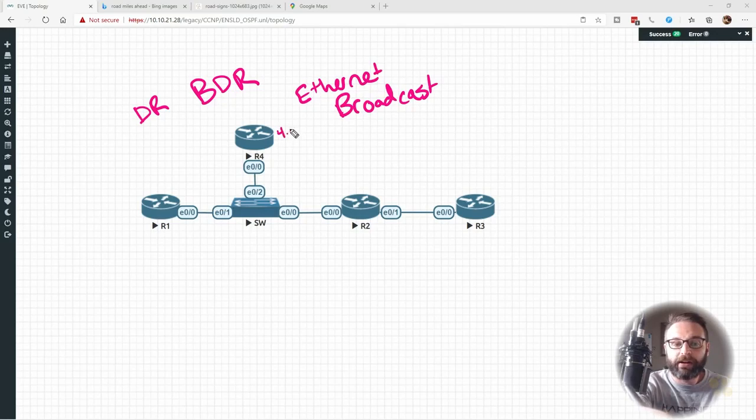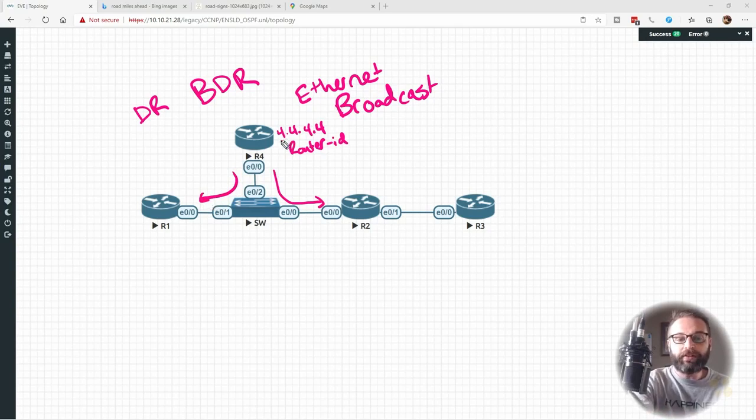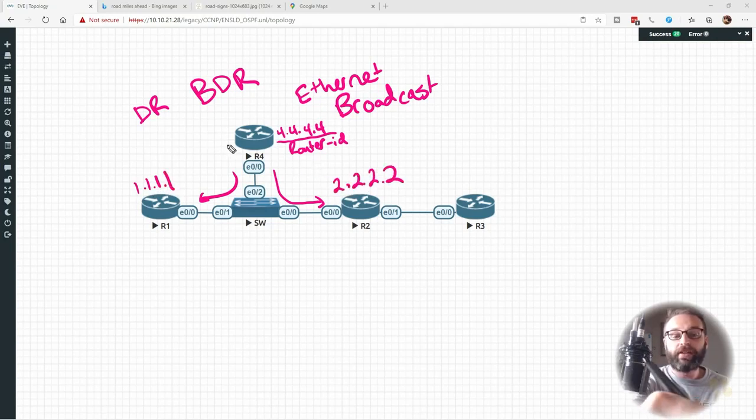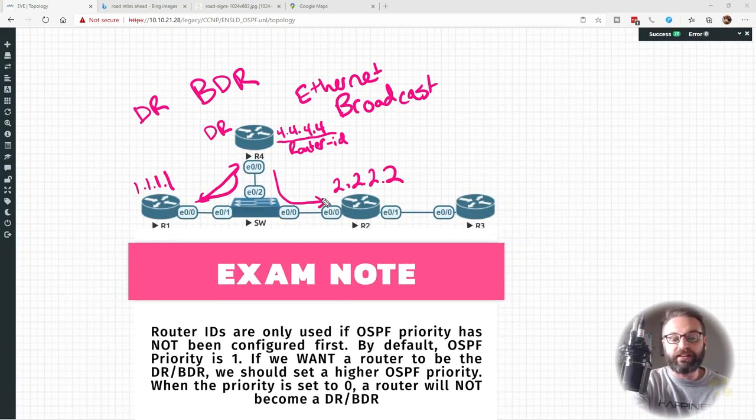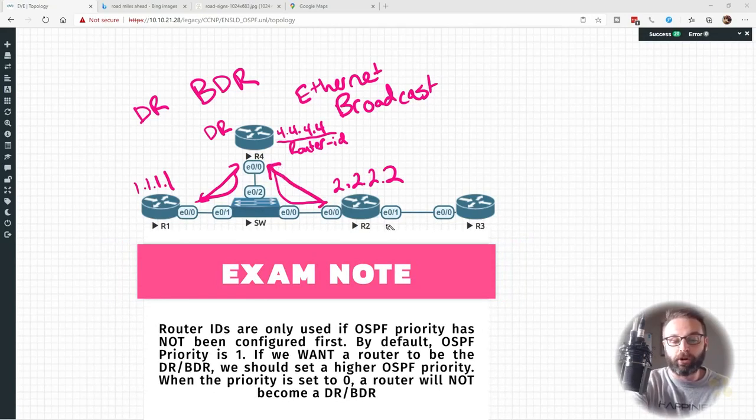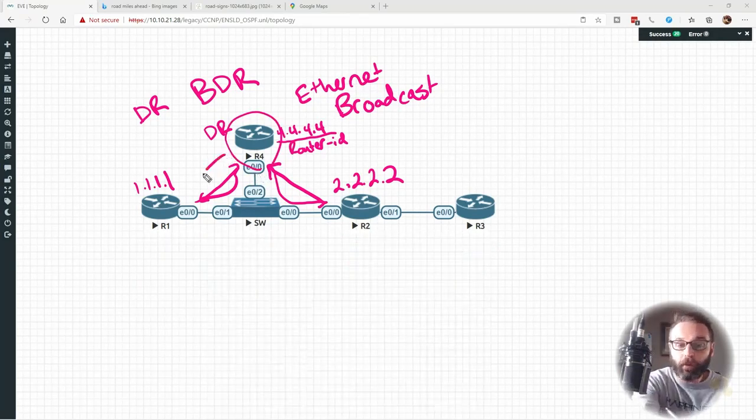For instance, router 4 here has a loopback address of 4.4.4.4, or we could explicitly set the router ID to 4.4.4.4. And when all of these devices start trying to discover each other, they'll see that router 4 has the highest router ID of 4.4.4.4 as opposed to 1.1.1.1 or 2.2.2.2, and they'll decide that R4 will be the designated router. So R1 will form a full adjacency to R4, and R2 will form a full adjacency to R4. They'll go through the exact same state machine process. That way R4 learns about all of the links within the topology.